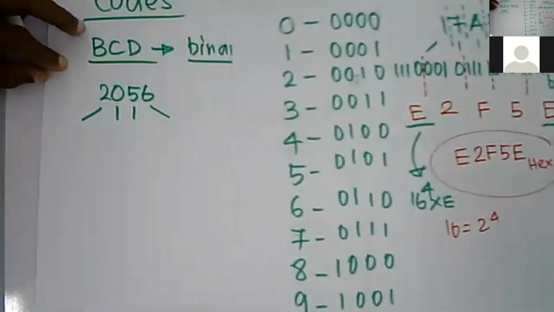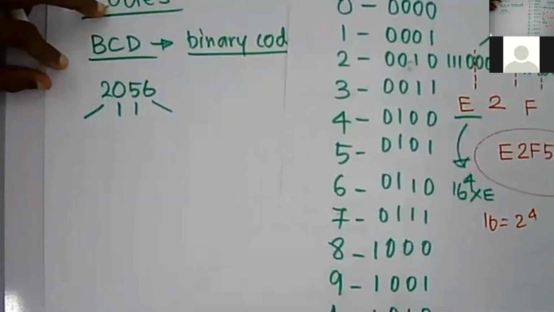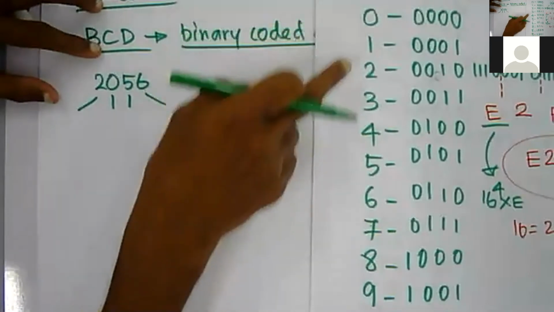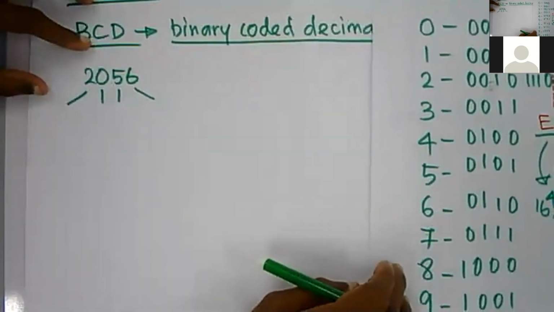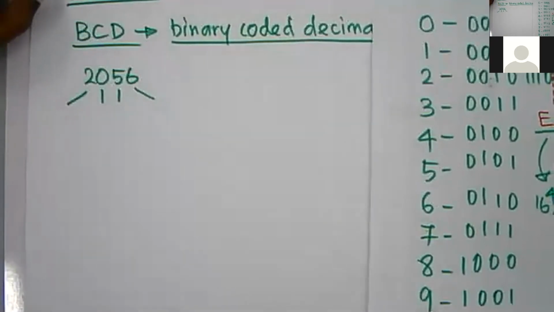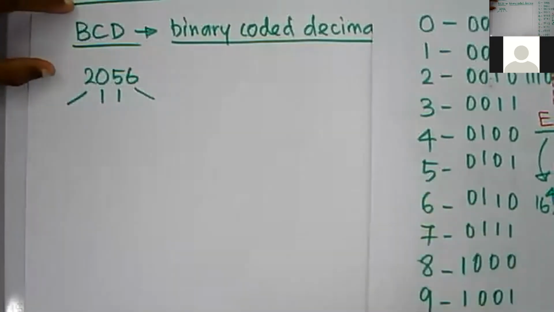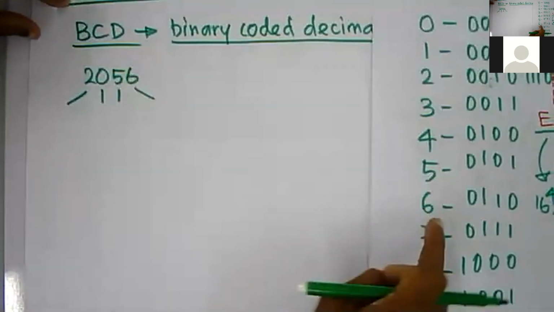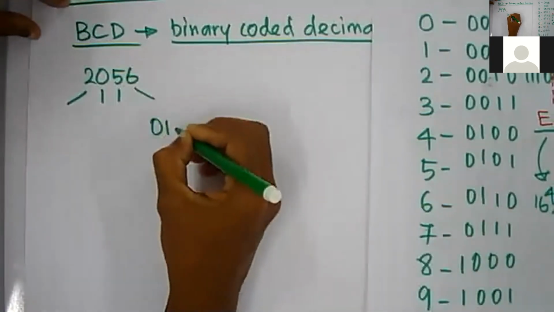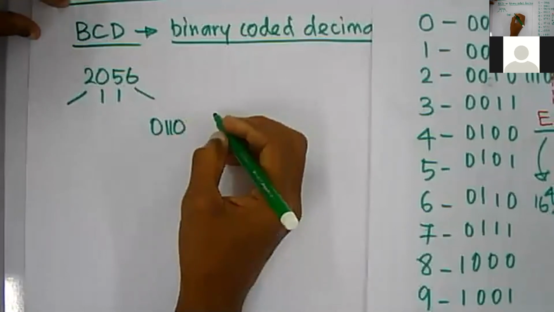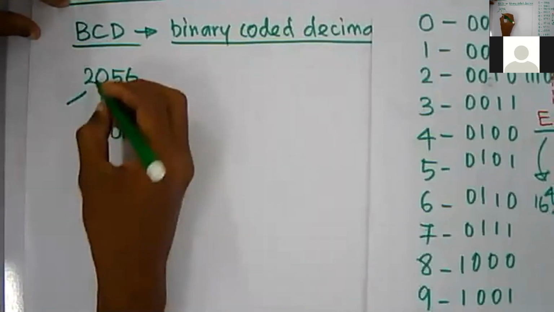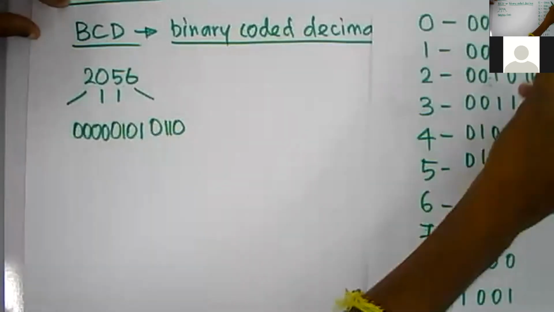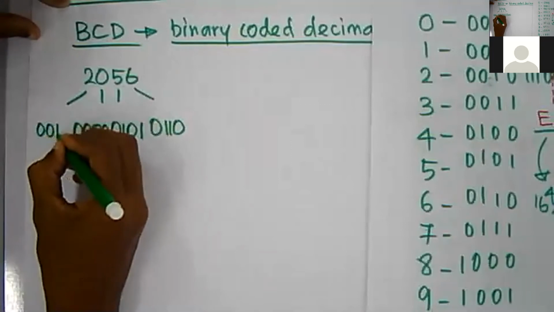For example, see here, we had a table aside. Forget about the things above 9, because in binary coded decimal we are going to have only 10 digits, from 0 to 9. Hope you can see that on the other side. If I want to convert 2056 into BCD, first I can do 6, so 0110, and 5 is 0101. 0 again I have to represent by 4 zeros. 0 becomes 0000. And 2 becomes 0010.